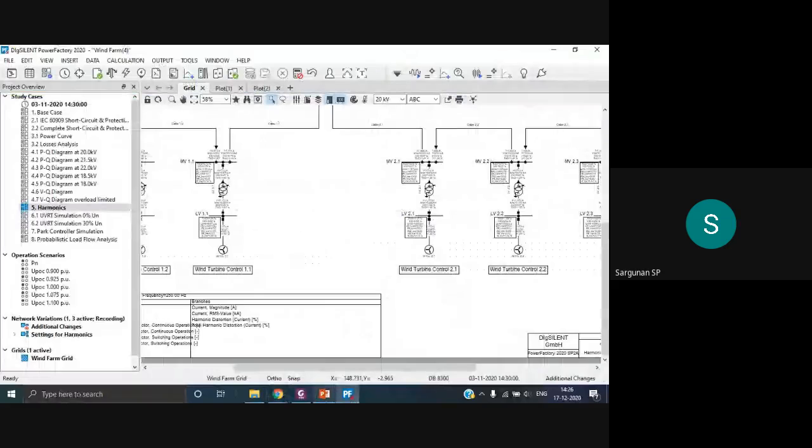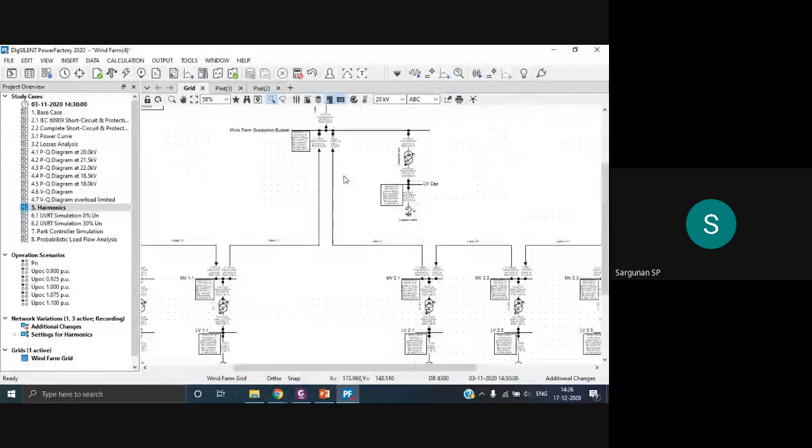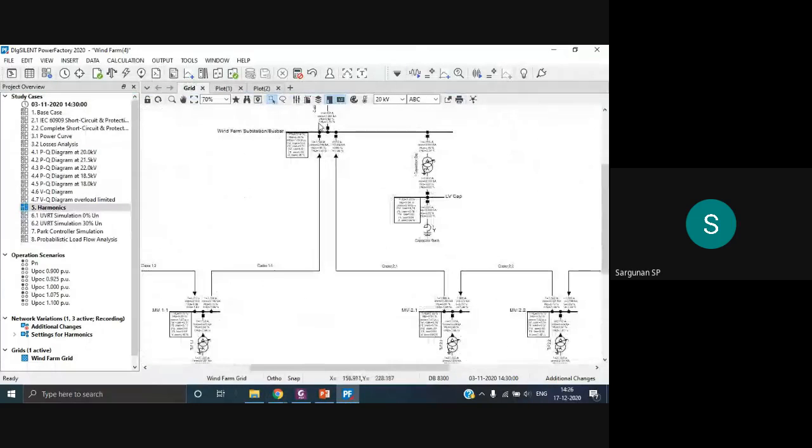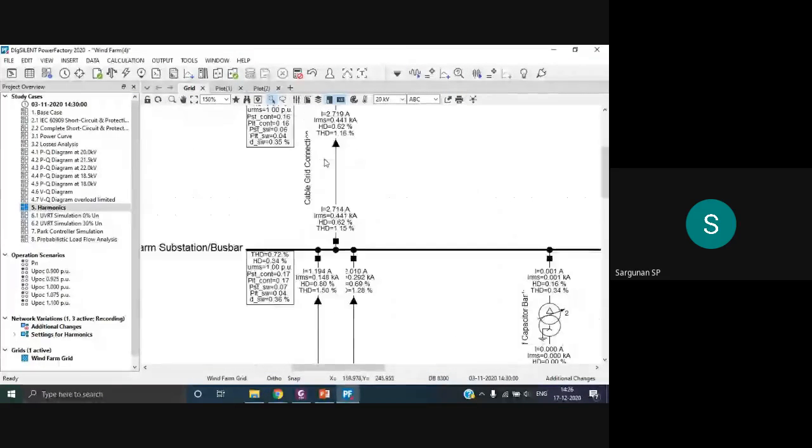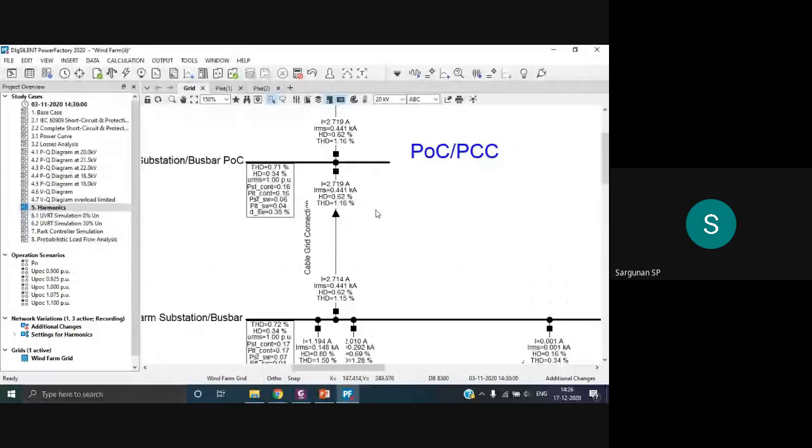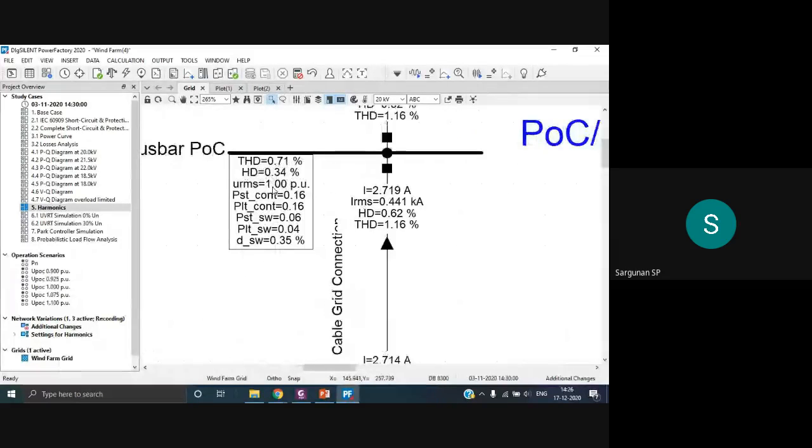I have already run that, so here you can see the short term and the long term flicker at the point of common coupling. The short term and long term flicker are given both for the continuous operation as well as the switching operation. Basically, flicker is whenever there is a sudden large variation in a system.